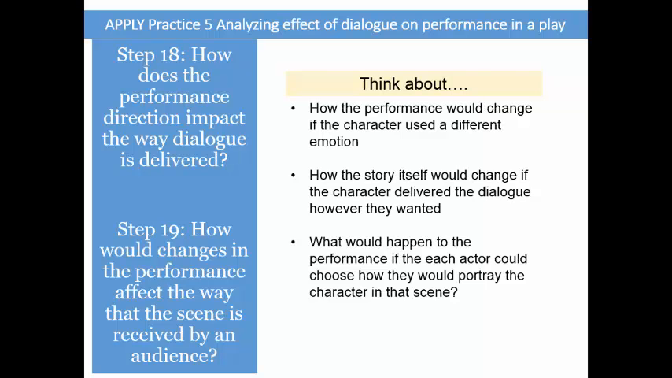How the performance would change if the character used a different emotion. We did that in the last step. How the story itself would change if the character delivered the dialogue however they wanted. They didn't pay any attention to what the performance direction, what the stage direction tells them. They just did whatever they wanted. How would that change the story? What would happen to the performance if each actor could choose how they would portray the character in that scene? The performance would probably be different with every performance.